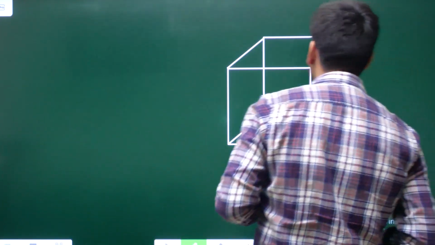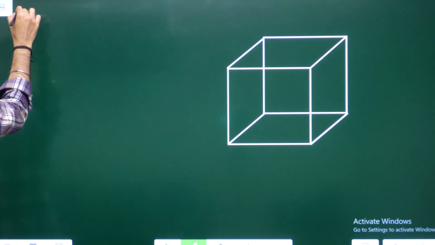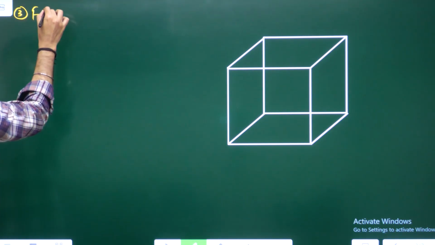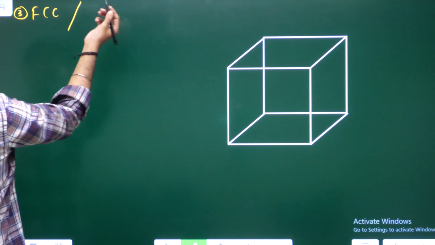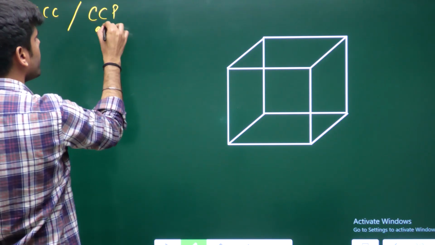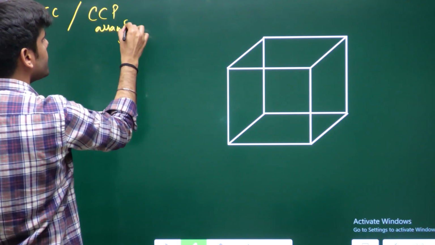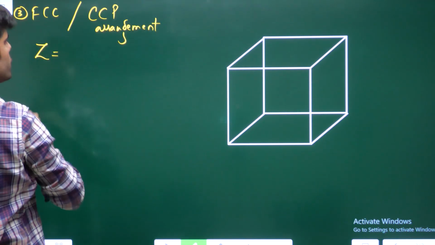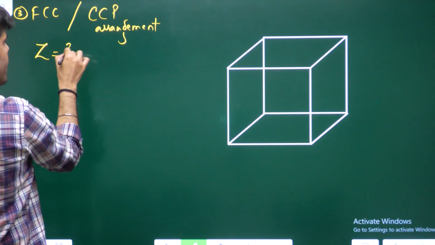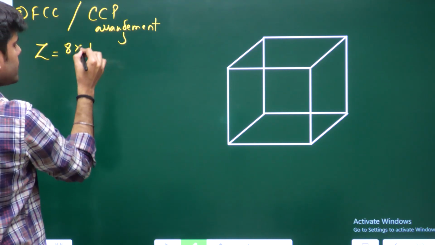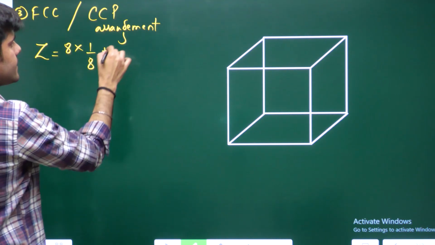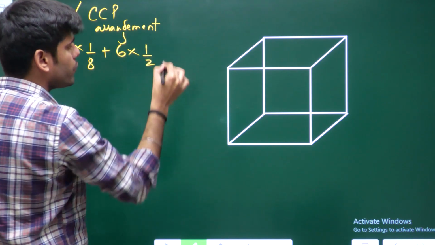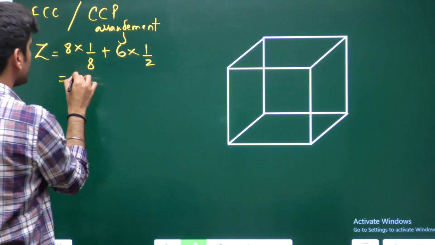Now when it comes to the FCC unit cell, or to be precise we can call it the CCP arrangement, we know the Z value comes out to be 8 at the corners multiplied by its contribution, plus we have 6 face centers, and the contribution is half, so it comes out to be 4.